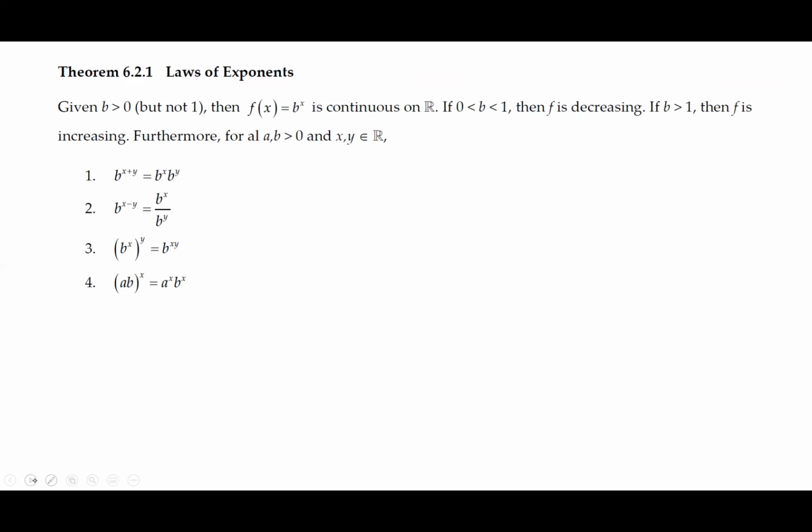So just to recap, this should all be reviewed, but these laws of exponents, we now have a continuous function, and we have these cases, right? If 0 is less than b is less than 1, f is decreasing, b is greater than 1, f is increasing. And furthermore, for all a, b greater than 0 and real numbers x and y, we have these rules. I'm not going to go through them one by one. They are very much review for you, but there they are.